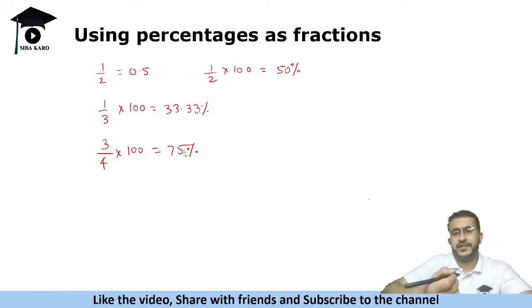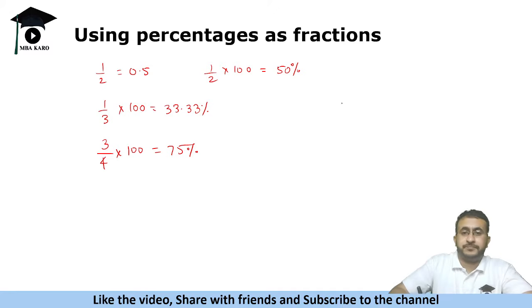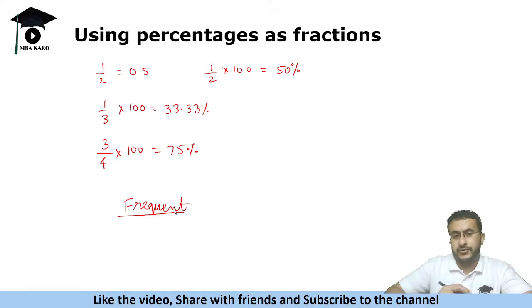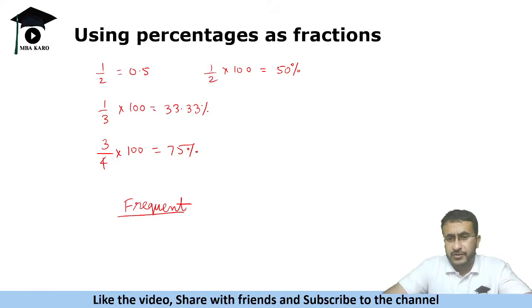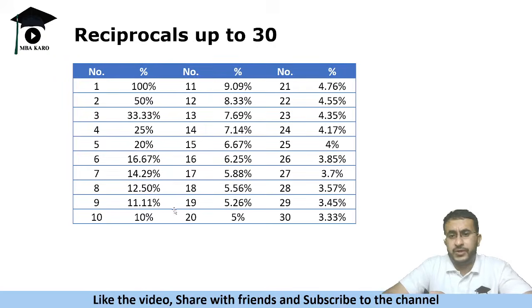So there are a lot of such values which are very frequent, and if you know these frequent values, you can use them for fast calculations. So let us see the values which are frequent and their application in calculation of numbers, and then subsequently in one of the questions as an example, and some more approximation techniques. So let's start with the reciprocals.